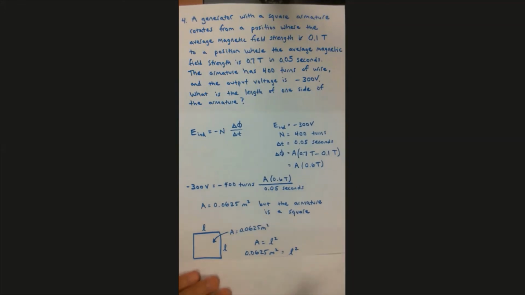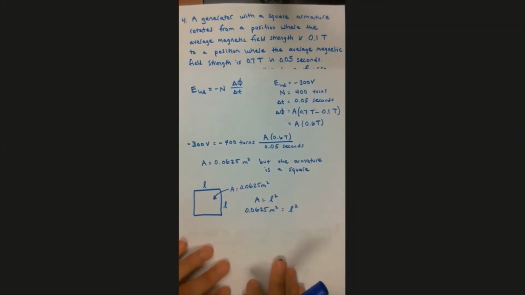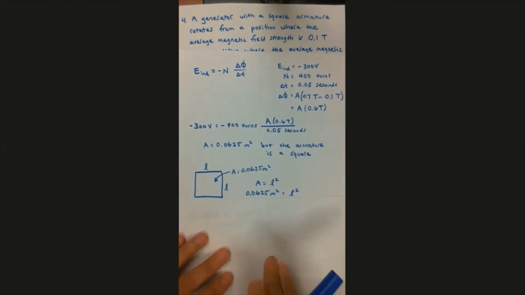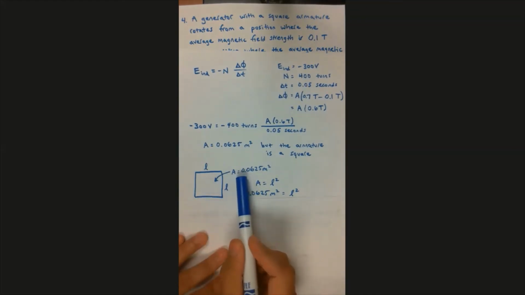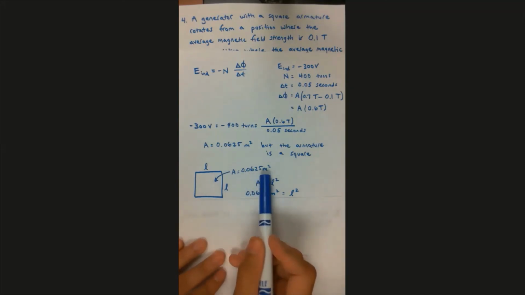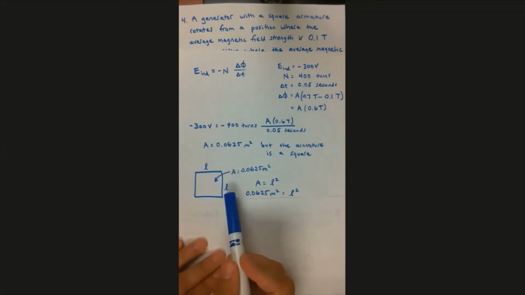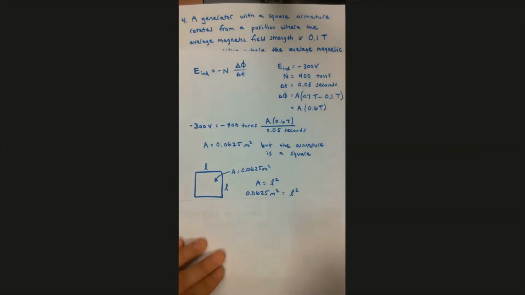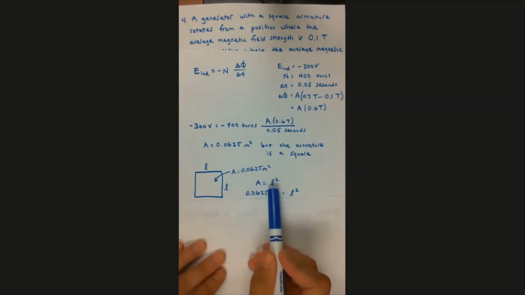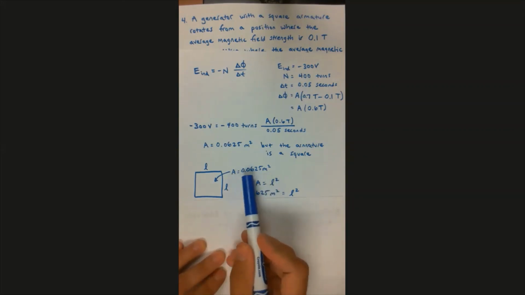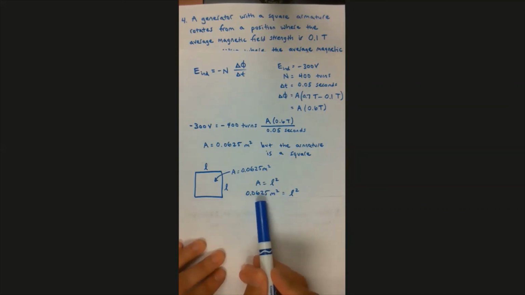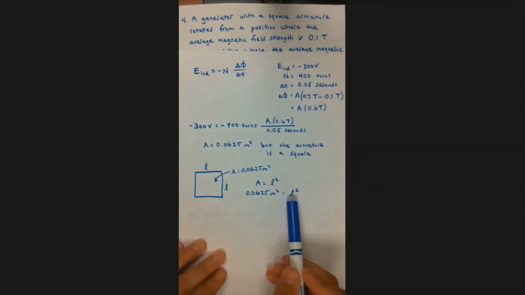So here's what we got. We've got a square armature that looks like this. Here's our armature. And we know that it has an area of 0.0625 meters squared. And we know that it has equal side lengths, and I just called them lowercase l. You can call them whatever you want. So I know that the area of a square equals the side length squared. And in this case, I know the area of this square is 0.0625 meters squared, and I set that equal to the side length squared.